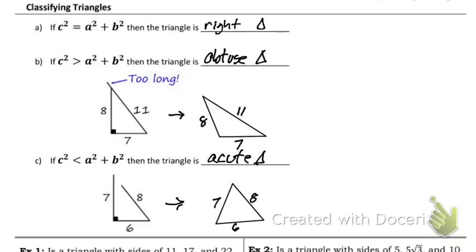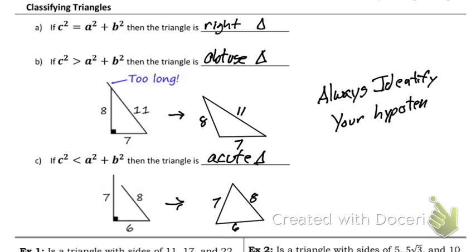I'm going to put a note on here that's really important. Always identify your hypotenuse. Always identify your hypotenuse because there's going to be times you're going to put your c squared on the wrong side. You have to ask yourself, where is my hypotenuse in the equation? And how is that inequality sign affecting the hypotenuse?